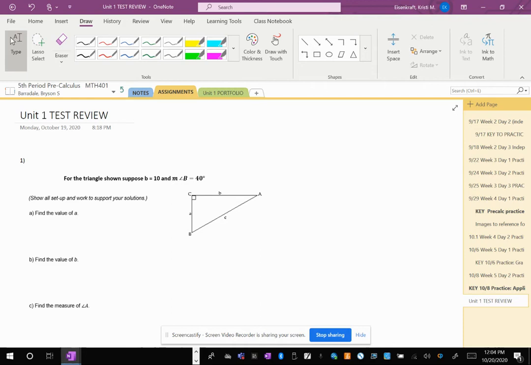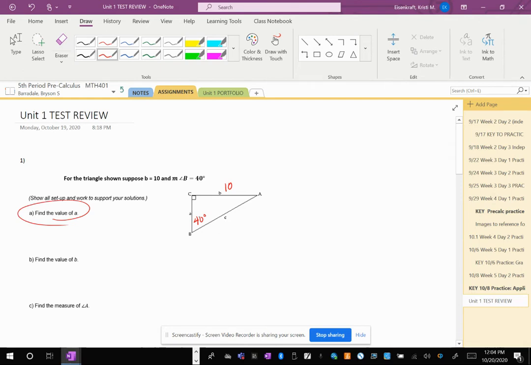So for the first one, for the triangle shown, suppose B is 10 and the measure of angle B is 40 degrees. So let's make this 10. Let's make this 40 degrees. And the first thing says, find the value of A.